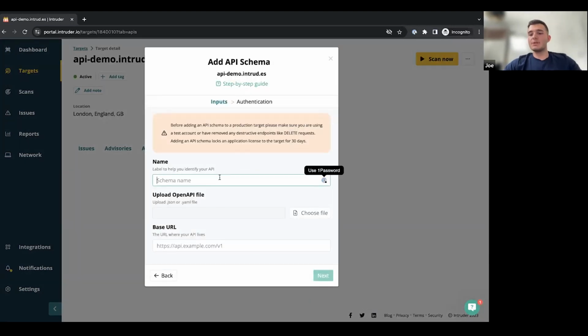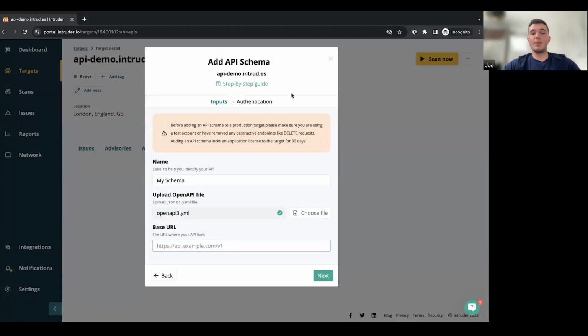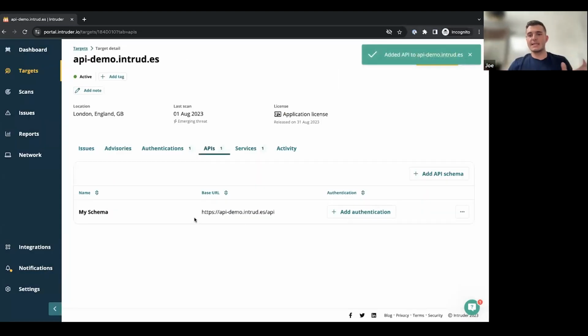And again, we make this process, like I mentioned, really simple. So I'm just going to call this my schema. I'm going to upload the file onto that. And then I'm just going to pop this base URL in here. And then you can see this has been successfully added and uploaded to this target.